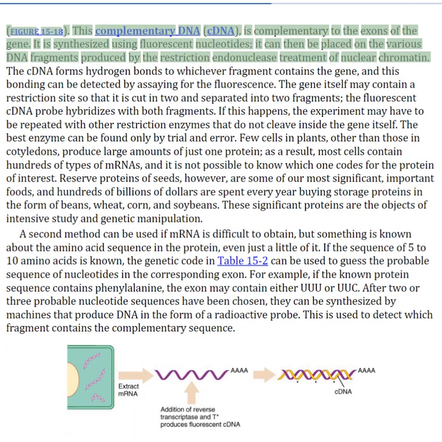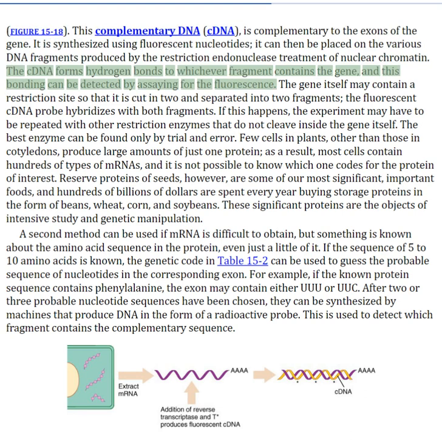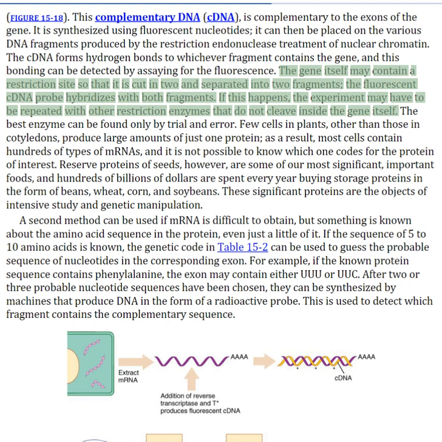This complementary DNA is complementary to the exons of the gene. It is synthesized using fluorescent nucleotides. It can then be placed on the various DNA fragments produced by the restriction endonuclease treatment of nuclear chromatin. The cDNA forms hydrogen bonds to whichever fragment contains the gene, and this bonding can be detected by assaying for the fluorescence. The gene itself may contain a restriction site so that it is cut in two and separated into two fragments. The fluorescent cDNA probe hybridizes with both fragments.